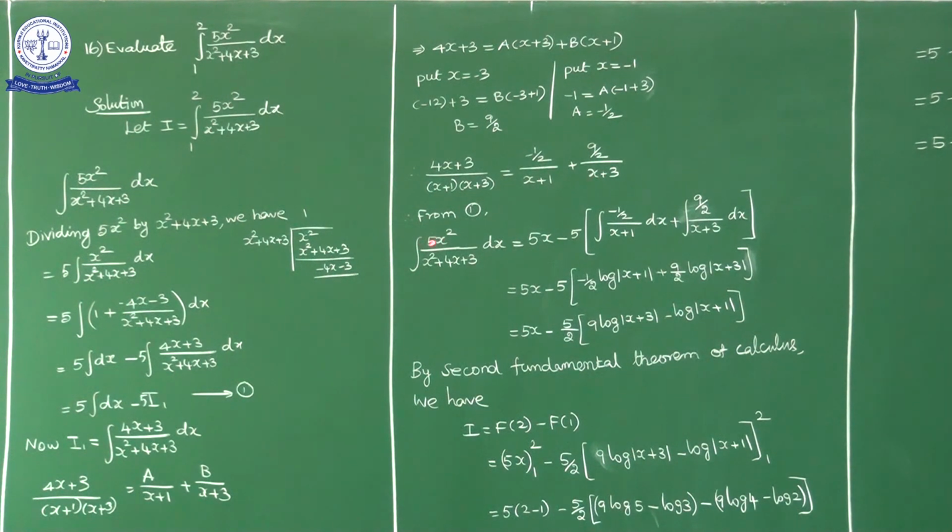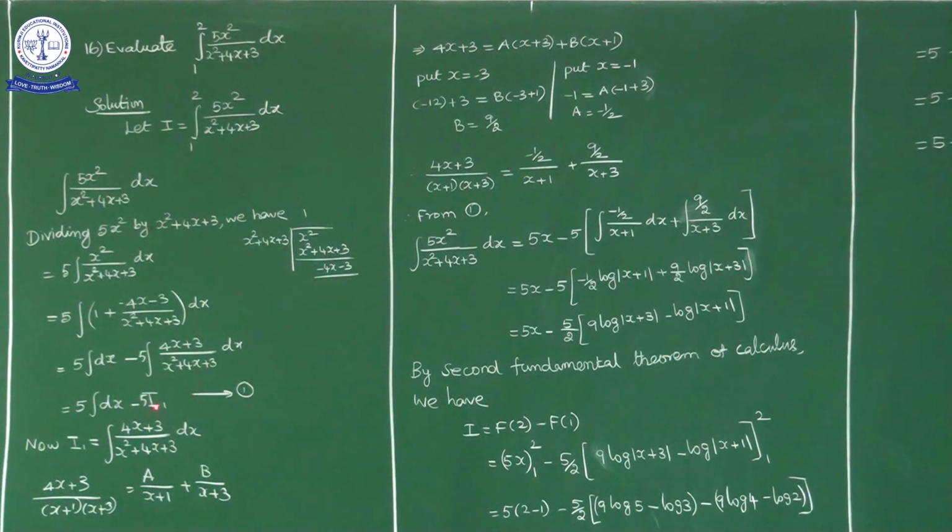Okay, now from 1: integral 5x square upon x square plus 4x plus 3 dx is equal to integral 5 dx. Integral 5 dx is nothing but 5x, because integral dx is x. So 5x minus 5 into I1. What is I1? I1 is this part, so the integral of this one is nothing but the integral of this one. So what we have: 5x minus 5 into integral of minus 1 by 2 upon x plus 1 plus integral of 9 by 2 upon x plus 3 dx.